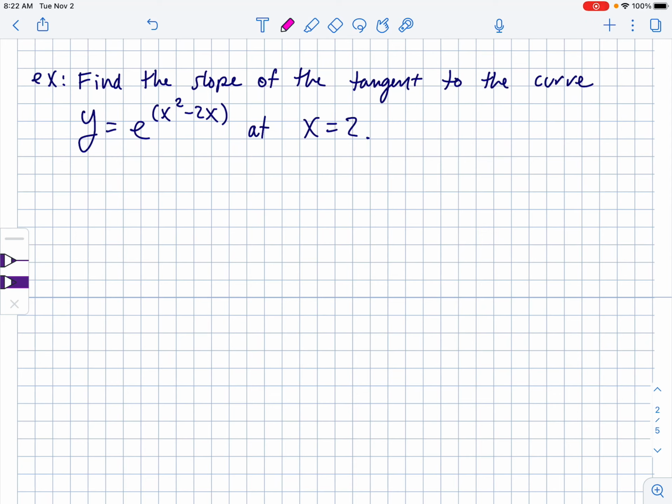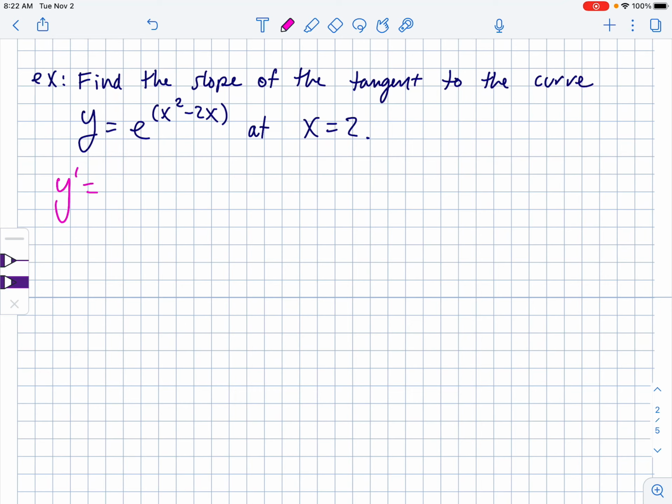Find the slope of the tangent to the curve. Okay, you guys, when I look at this, I see a function nested inside of a function, which means we have to do chain rule. Remember, chain rule is derivative of the outside with the inside the same.